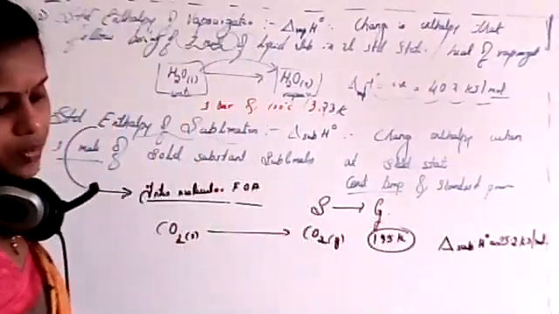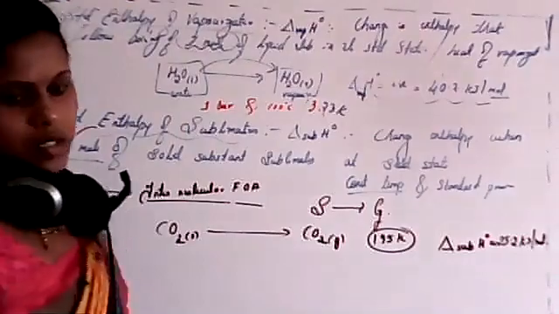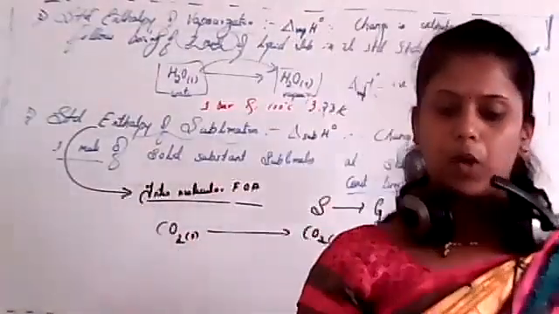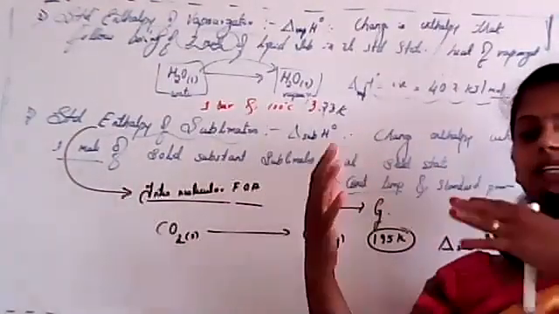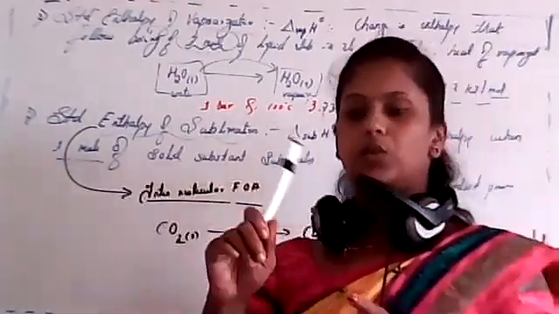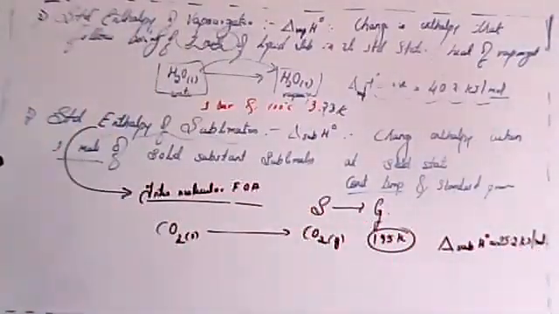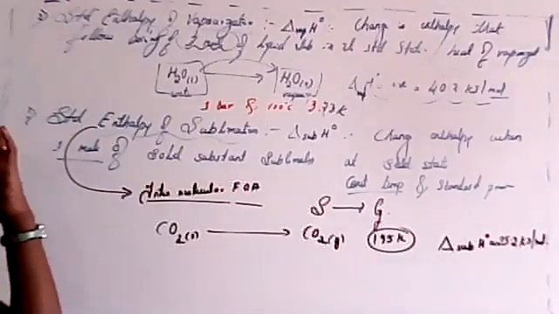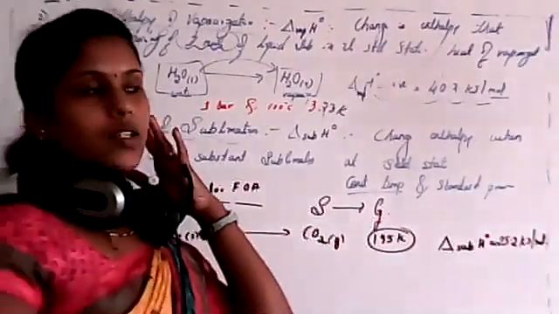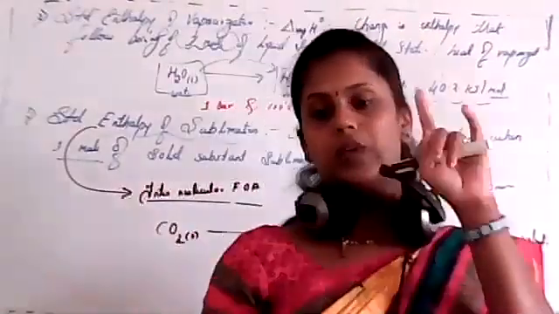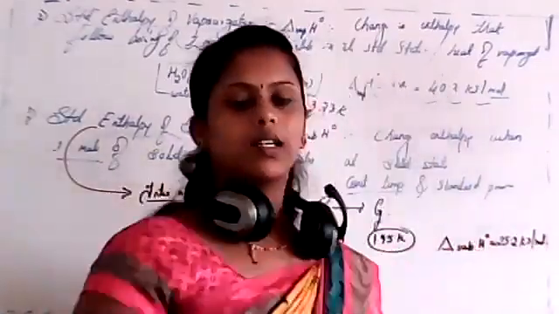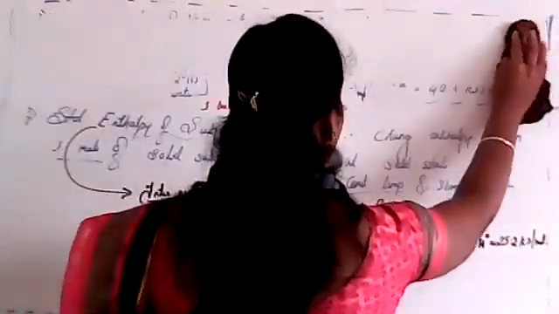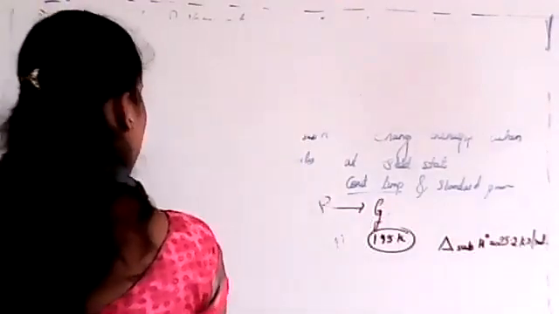Is this clear, student? So these are about phase transformation: from solid to liquid, liquid to gas, and solid directly to gas. If the question was asked for 2 marks, you have to write the statement and any one example. But almost in all cases it was asked for 1 mark. Next one: there are some more types of enthalpies.